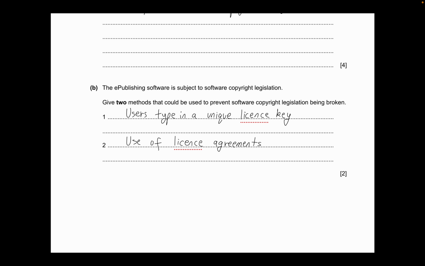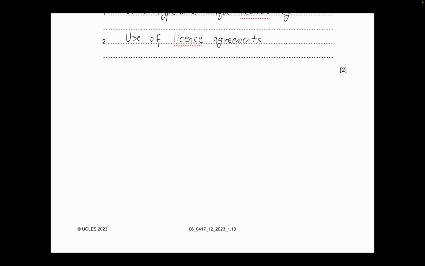You can just write these 2 points. Users type in a unique license key, serial number, authorization key, and the use of license agreements. These are the 2 points that you can write for 2 marks. I think this is the paper is completed.